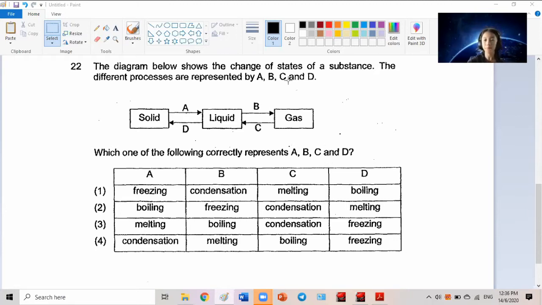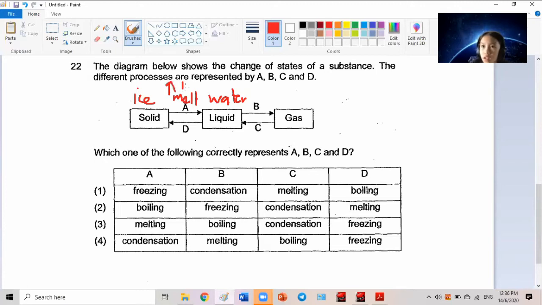The diagram shows the change of a substance. So what do we have here? Well, solid. What do we know? Ice is a solid, right? What's the process of A? How did ice become water? It gains heat and melts, right? Yes, melt, because it gains heat.